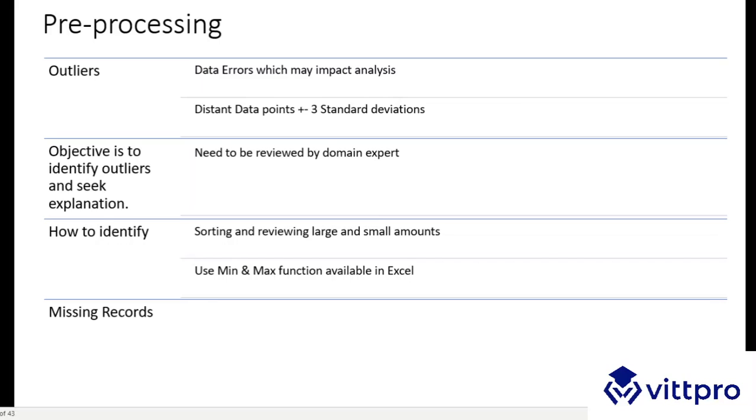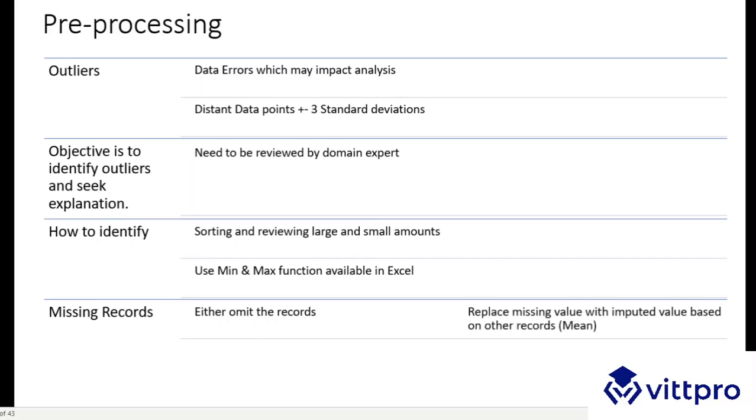Then the missing records also need to be taken care of. Missing records means that some data is missing. So there are a few choices. Either you omit the record, meaning you remove the record from the sample. But if there are too many and you remove them, then you will not have enough information left. So you may have to recollect the data.